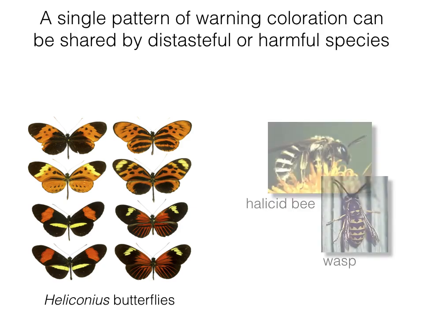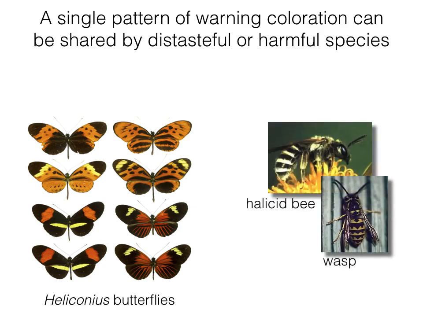A similar phenomenon occurs in certain species of wasps and flies, all being harmful and all sharing the same alternating dark light banded pattern. This is referred to as Mullerian mimicry. And again, it's a single pattern of warning coloration that is shared by individual species, all of which are harmful or perhaps distasteful.